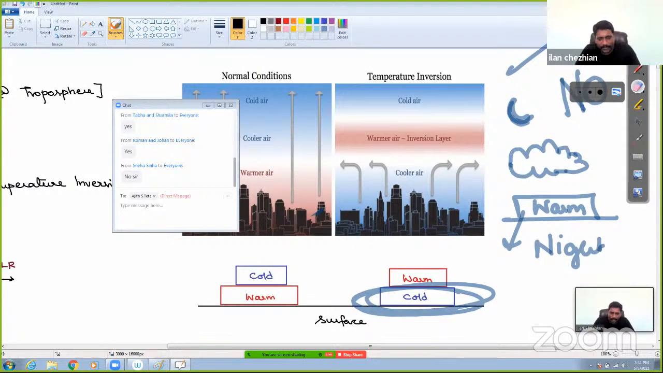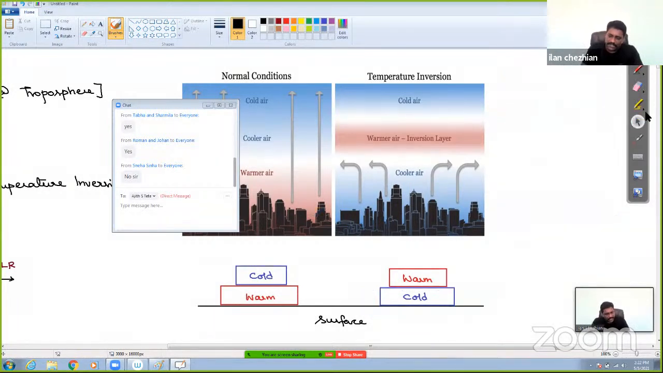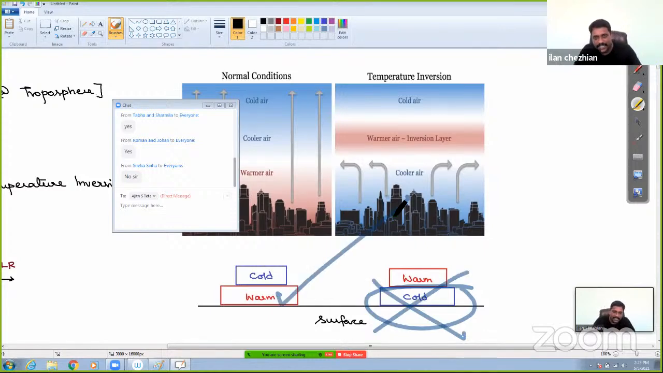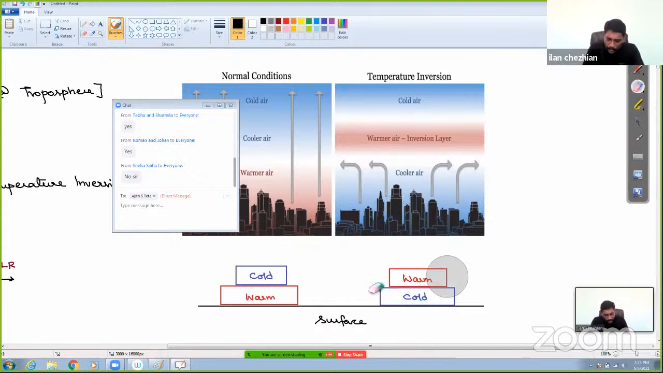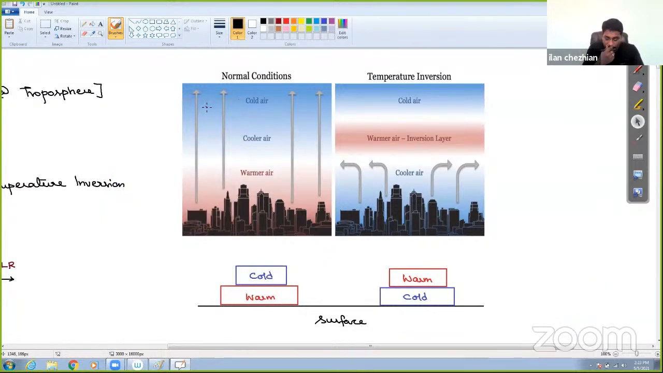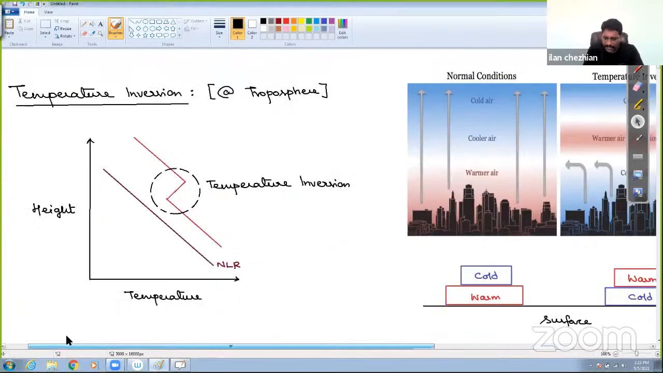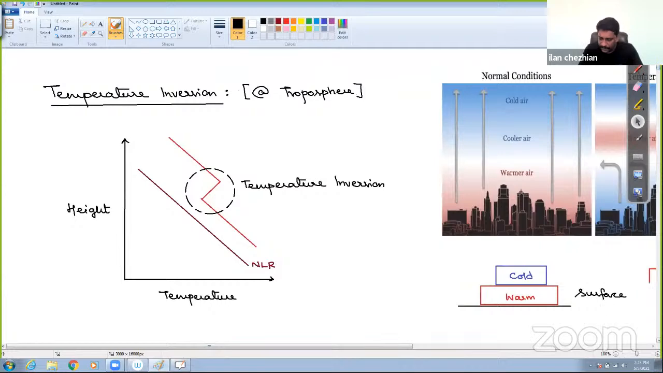Is this phenomenon so complex to remember and understand? Nothing. For temperature inversion to take place, the ground condition should be very cold. If you have clouds during night time, you will not have this cold condition, because cloud will increase the night temperature. That's the reason, my friend. Now you can write what exactly temperature inversion is. Very important, both for prelims and mains.